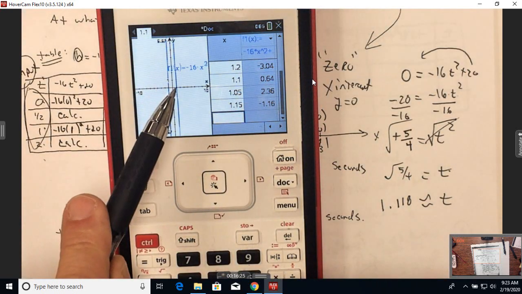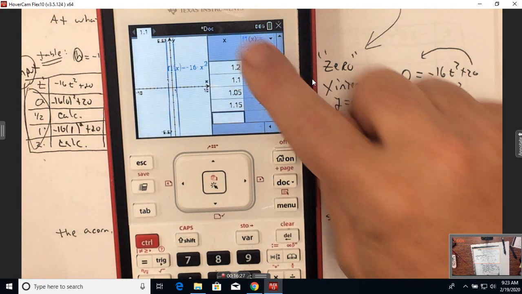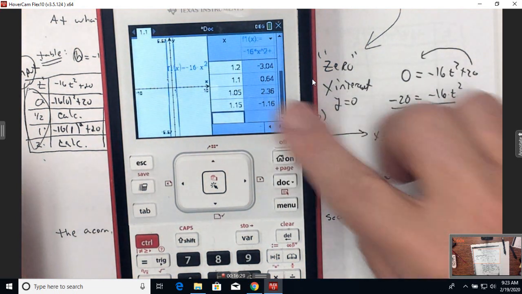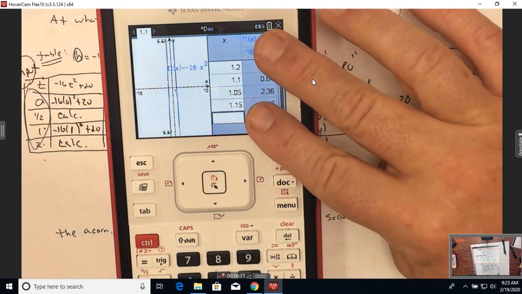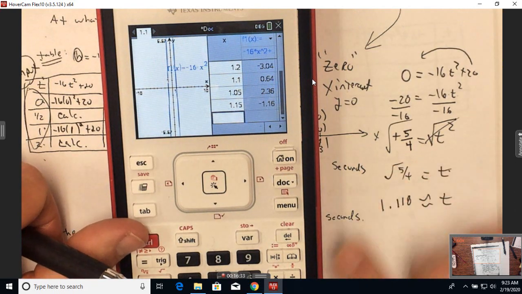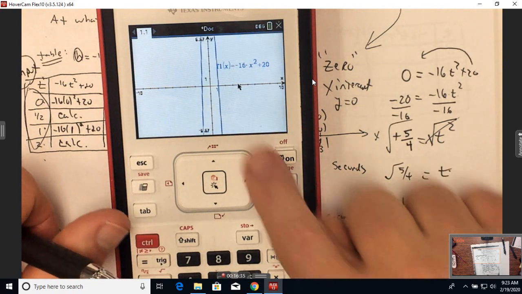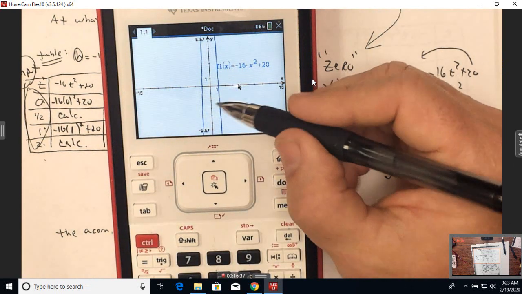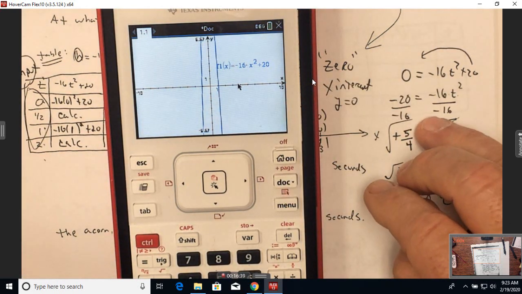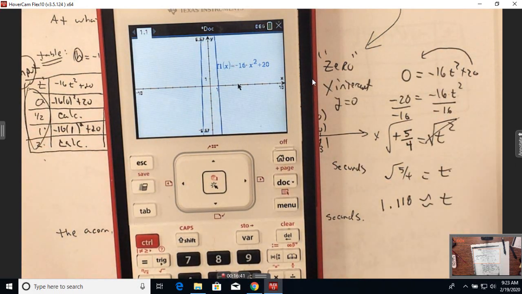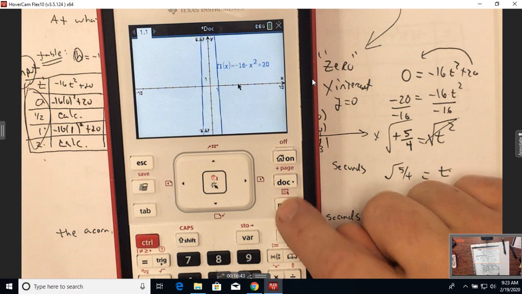And let's find out where that crosses the x-axis right there. So let's take the table off so we can see this bigger. How do you take the table off? Control T. See it a little bit bigger now? Now find out that x-intercept. All your calculations in this calculator are found under menu. So hit menu.